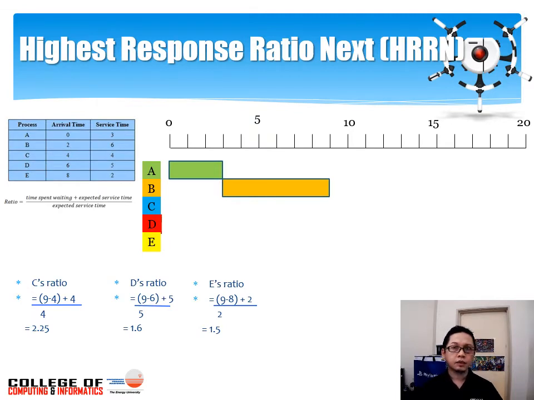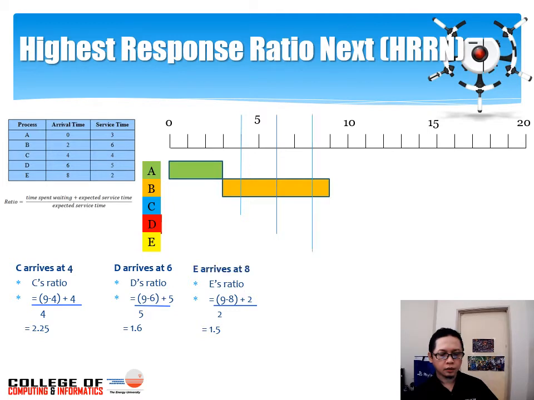After B is executed, you will take note that there is the arrival of three processes: C, D, and E. C arrived at 4 milliseconds, D arrived at 6, E arrived at 8. So we need to calculate, between those three processes, which one has the highest ratio. Okay, so we look here. C arrived at 4, D arrived at 6, E arrived at 8.